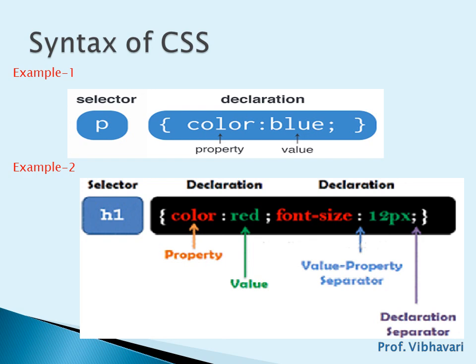So we can say that CSS rule sets consist of the selector and the declaration block. The selector points to the HTML element you want to style, and the declaration block contains one or more declarations separated by semicolons. Okay, so each declaration includes the CSS property name and its respective value, separated by a colon.